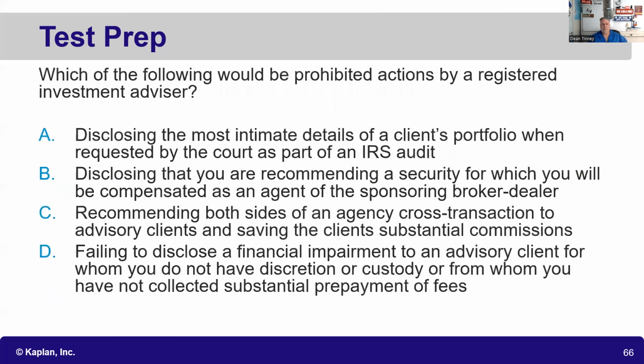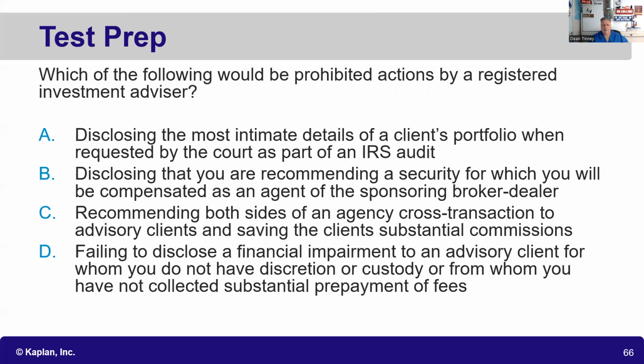Which of the following would be prohibited actions by a registered investment advisor? A, disclosing the most intimate details of a client's portfolio when requested by the court as part of an IRS audit. Yeah, absolutely. The government wants to know anything about you, I'm going to tell them. I don't do that unless it's a court order. The opposite of this is I'm not supposed to share your private information with other people. I can't tell you how many people I see break this rule all the time, bragging that they're managing money for some person. Without that person's permission, you're not supposed to be chatting or spreading their business about town.